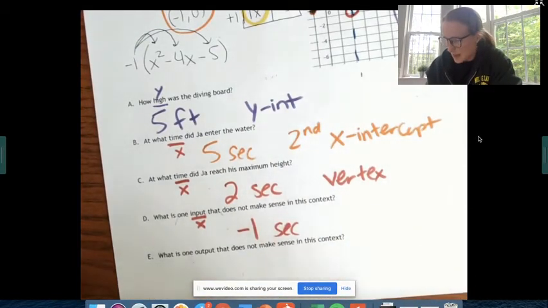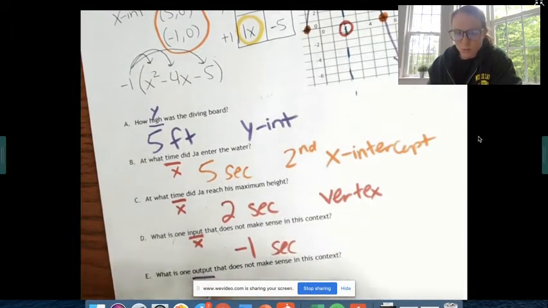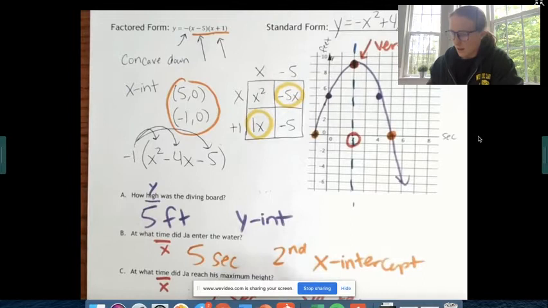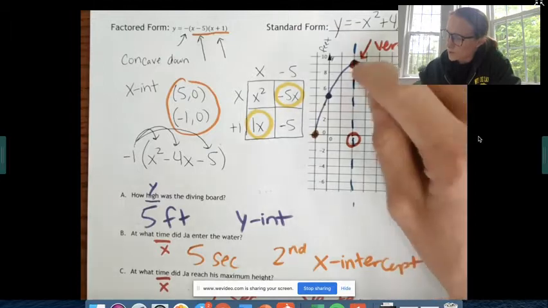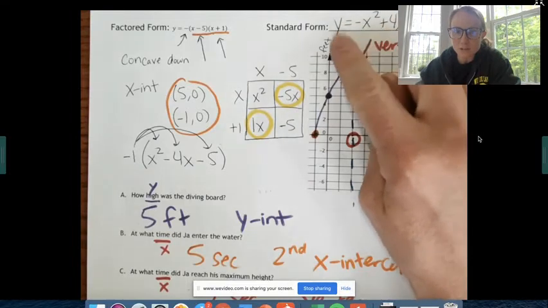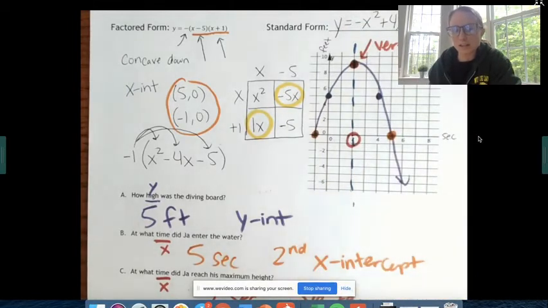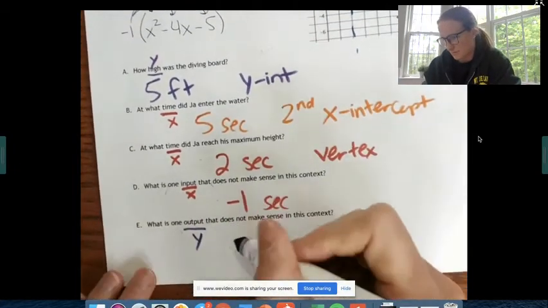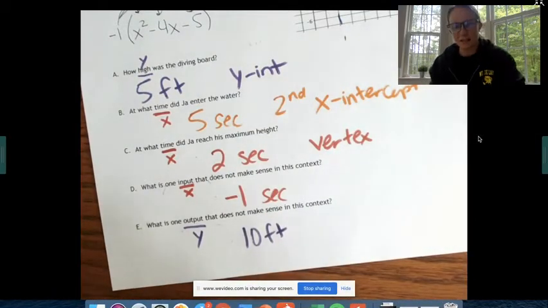And one output that does not make sense in this context. All right, let's think. Output is our y values. So I'm going to go to my graph with y values. We go as high as 9, and then we can also go under the water. So one output that doesn't make sense might be something like 10 or 11, because he didn't go that high. There's no graph up there. Another output that might not make sense might be -30, because I don't think our pool is going to be 30 feet deep. But I'm going to stick with 10 feet in the air, because he didn't jump that high. He only jumped a maximum of 9 feet.